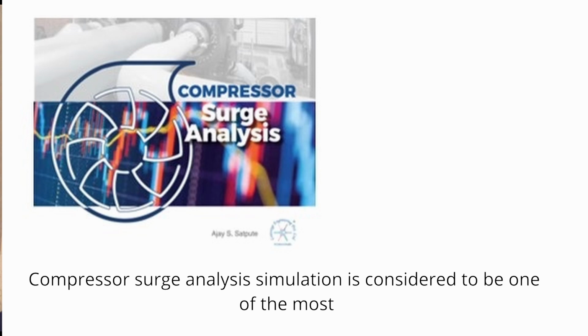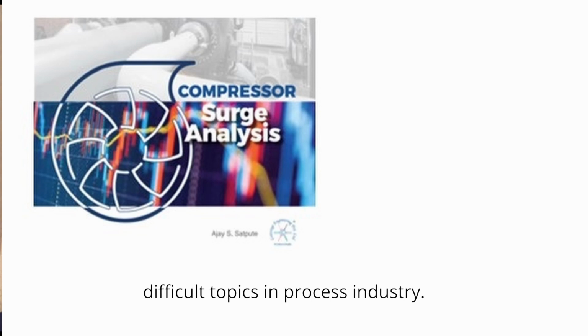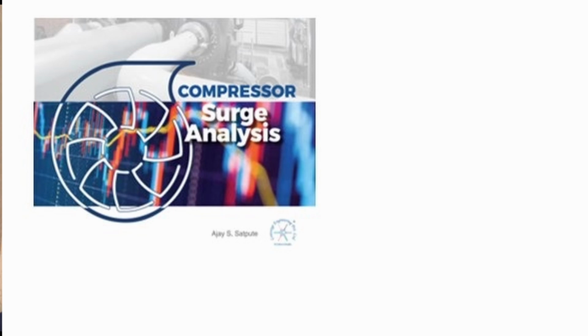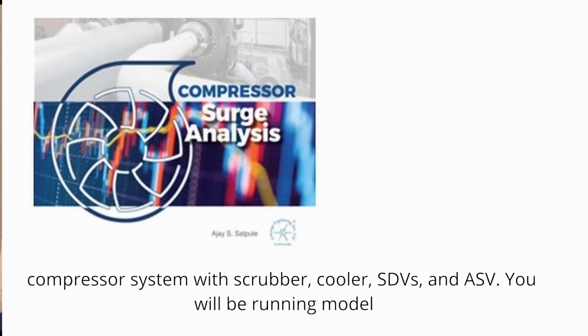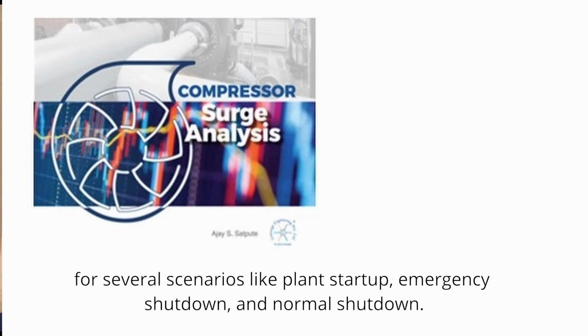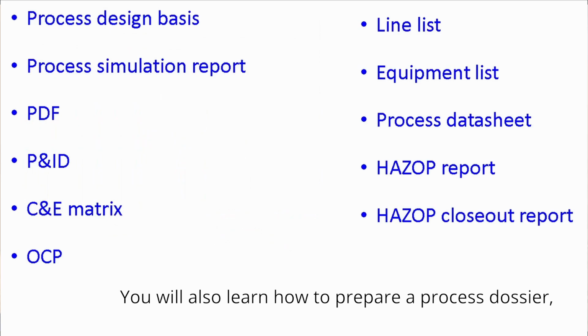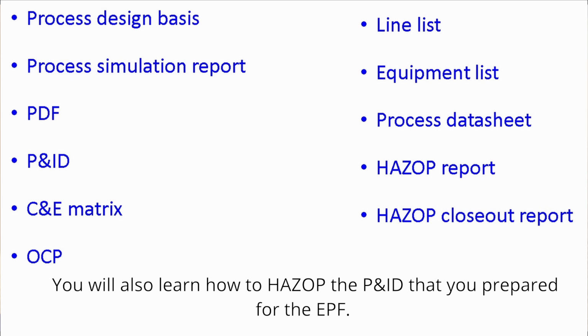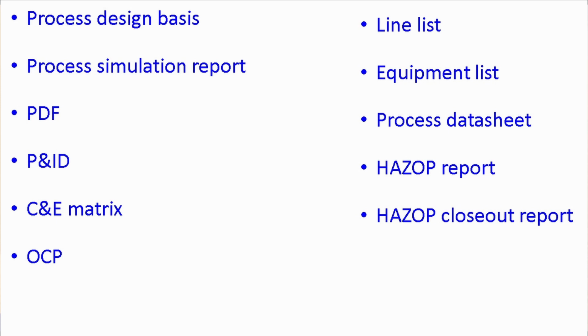Compressor surge analysis simulation is considered to be one of the most difficult topics in the process industry. The same shall be made easy and you'll be able to simulate a compressor system with scrubber, cooler, SDV and ASV. You'll be running the model for several scenarios like plant startup, emergency shutdown and normal shutdown. You will also learn how to prepare a process dossier including a simulation report, PFD, P&ID, cause and effect, OCP, line list, equipment list and process data sheets. You'll also learn how to prepare the P&ID for EPF.